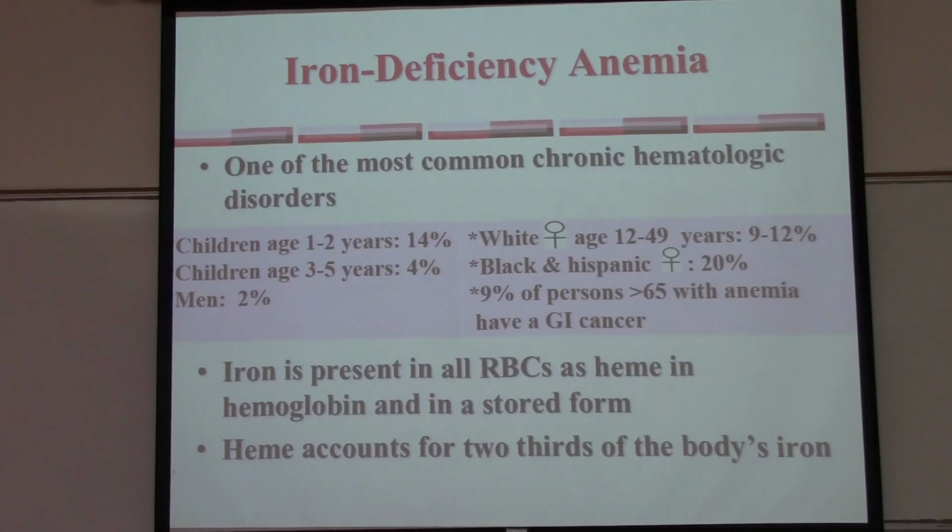Most of the iron is recycled. Normally, you lose about 1 milligram a day in stool, sweat, and urine. Not much, okay? The average menses is about 45 mils of blood. Man, it sure seems like more than that. Think about this, 45 mils. Medicine cup and a half, all right?